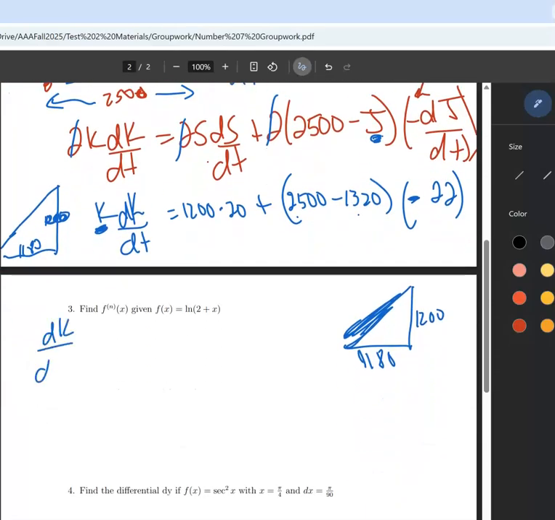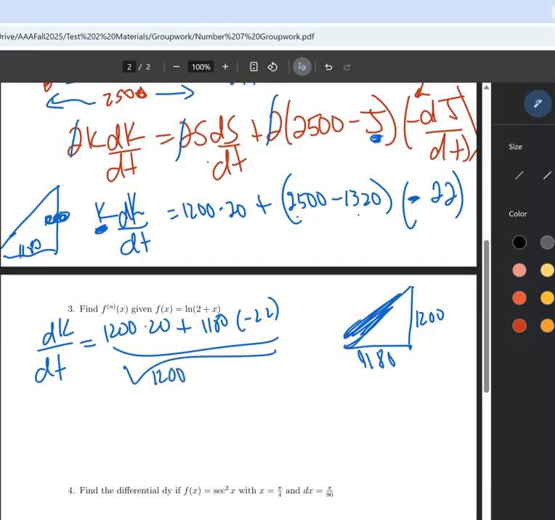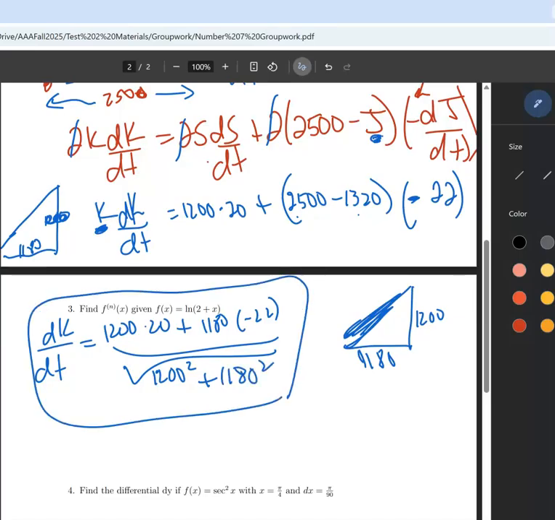So dk over dt is 1,200 times 20 plus 1,180 times negative 22, all over the square root of 1,200 squared plus 1,180 squared. And that's a fine answer.